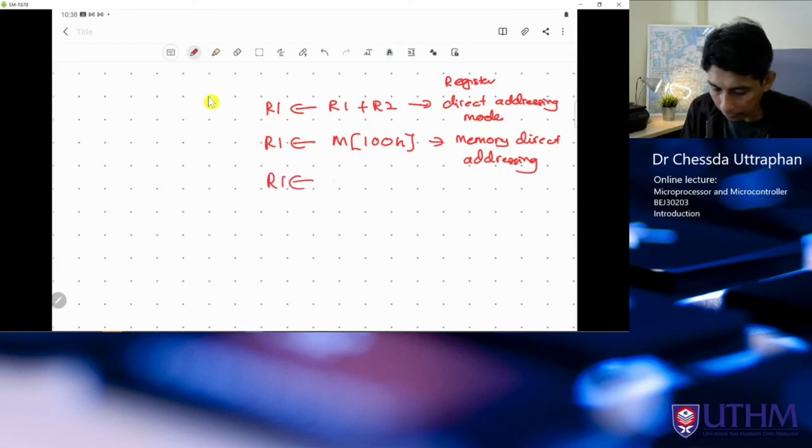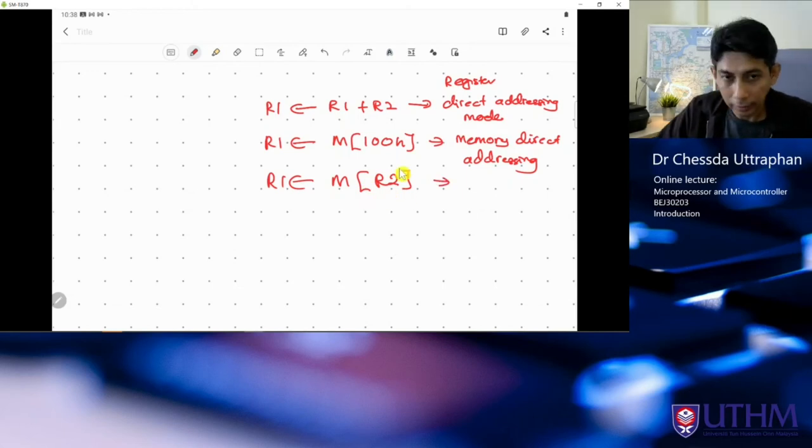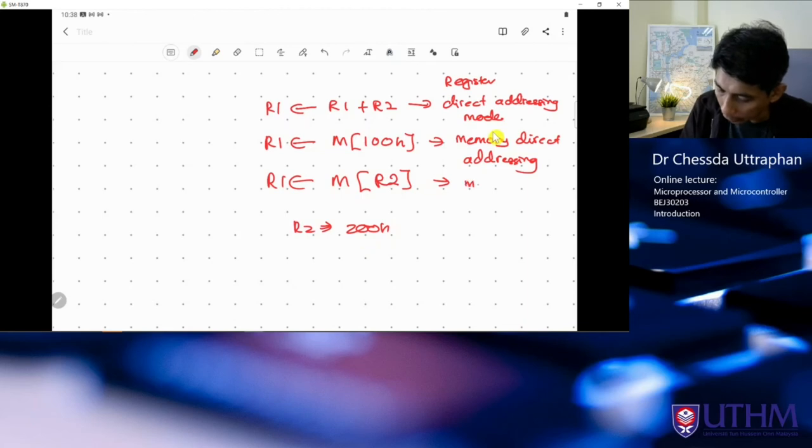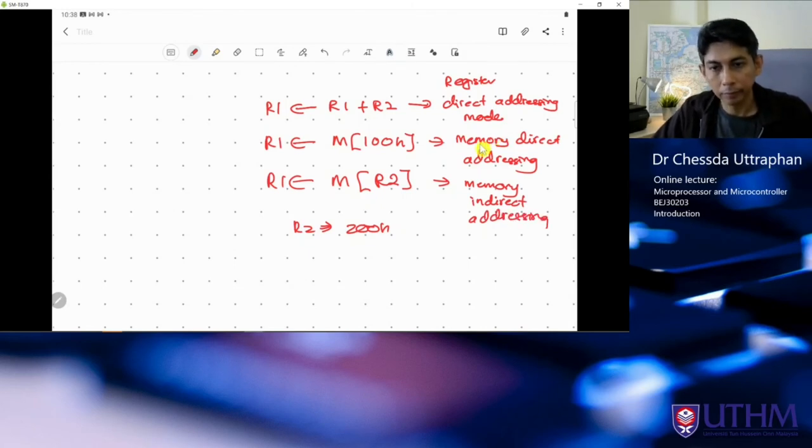And we also have something like this, where we have R2 inside the bracket. Last time we learned already. So this is actually, the data is indirectly pointed by the content of R2, and the data is actually located in the memory. So for example, our R2 is 200H. So actually we will get the data from location 200 to R1. So this we call memory indirect addressing. And all of this we call addressing mode in microprocessor.